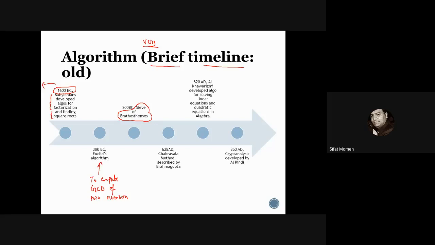Some of you may have heard of this one. But do understand, this is a very, very old algorithm. It was first, it's a 200 BC algorithm. So old.